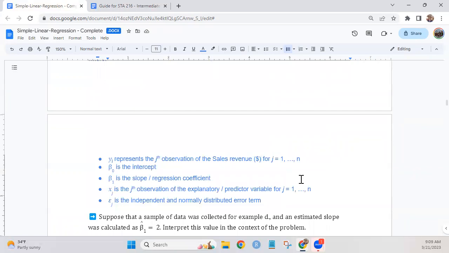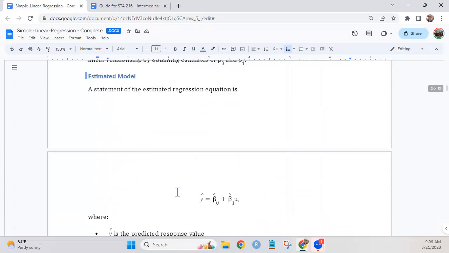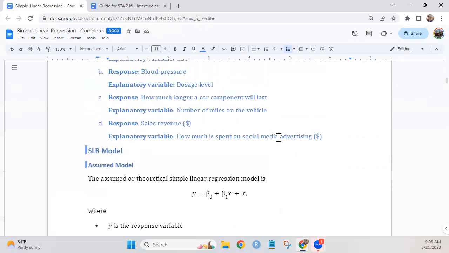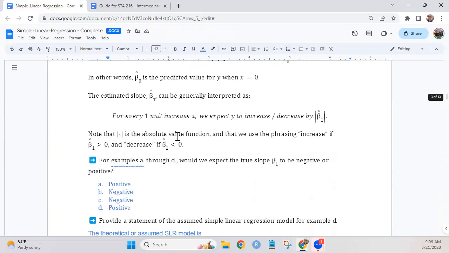Beta naught is the intercept, beta 1 is the slope. So we just keep those general like that. We actually don't update that for any problem. Honestly, when you give the assumed model, you don't have to give these parts. I would say what's most important is defining the x and the y. But if you wanted to be thorough, you can. And then x will say, instead of explanatory predictor variable, we'll say how much was spent on social media advertising.